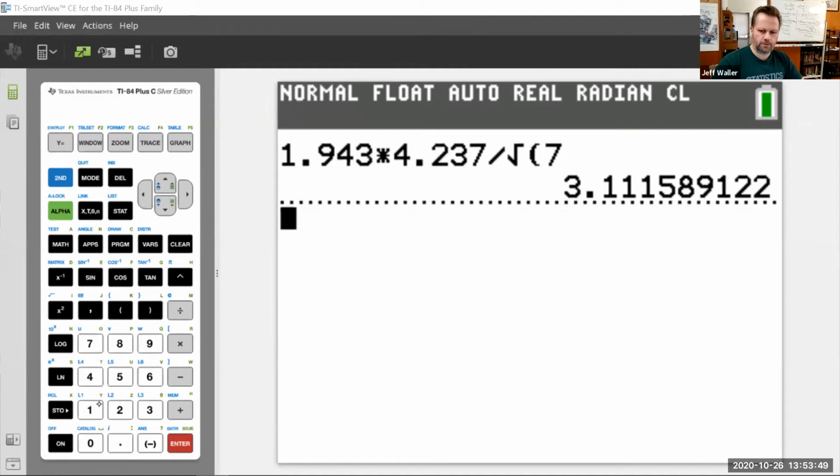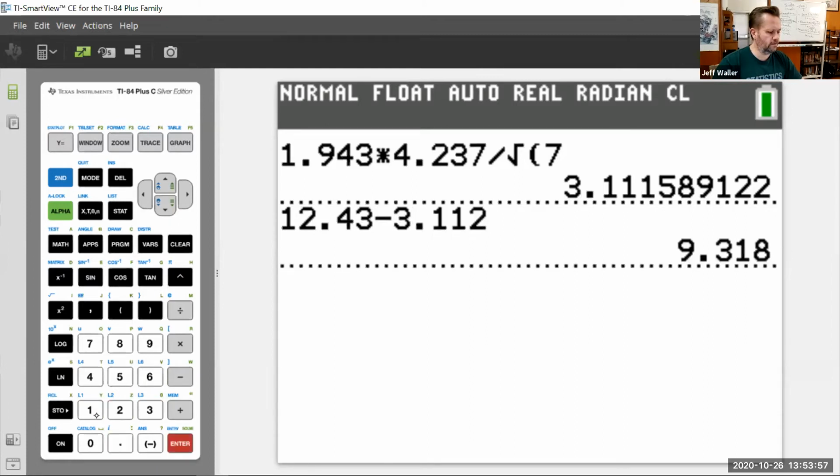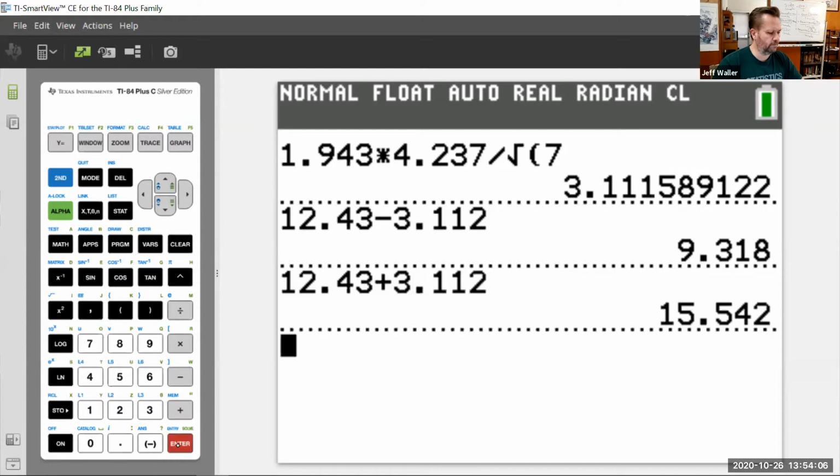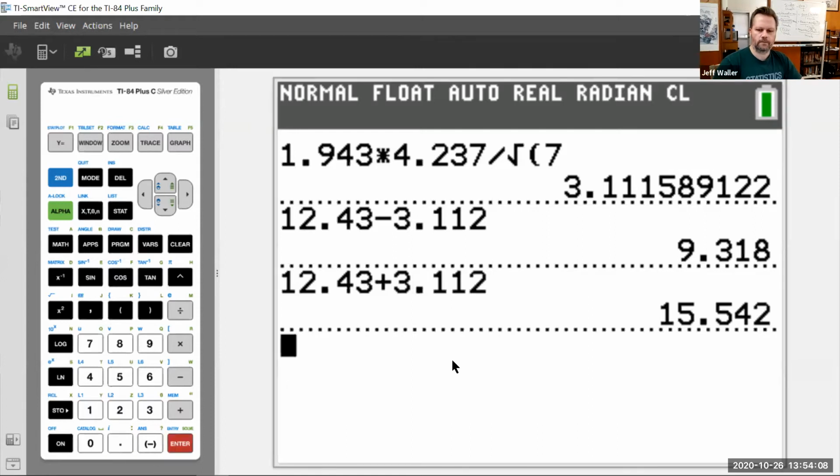So now I can do 12.43 minus 3.112, and then I can do 12.43 plus 3.112. And I've created my interval.